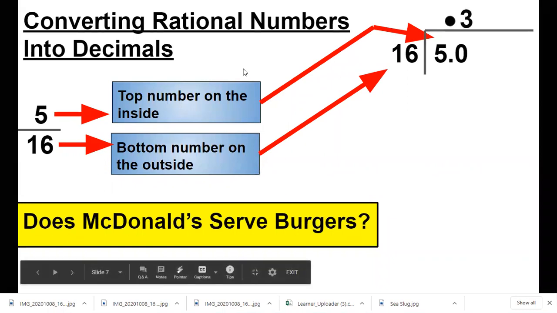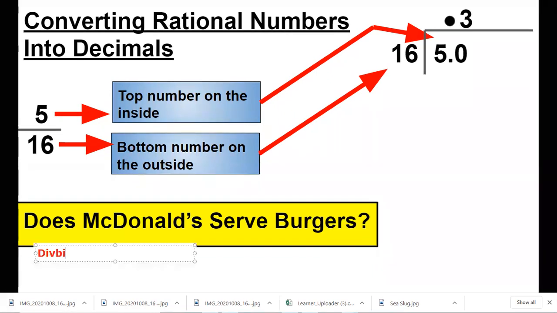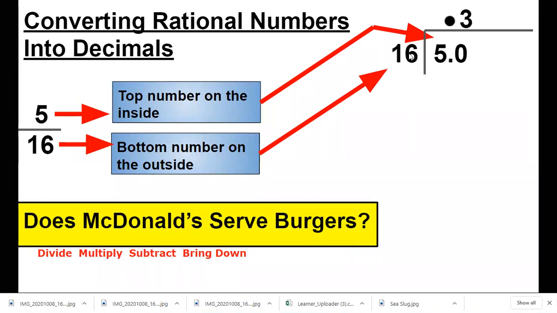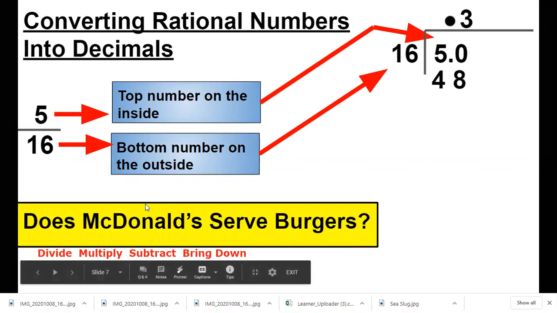Oh, I cleared all my drawings, so my acronym went away. Let's put it back if we can. Divide was first, and we did that. Now we're doing McDonald's. We're going to multiply, serve, then we're going to subtract, and finally we're going to bring down. Let's do that. Okay. So now we are going to multiply 3 times 16, and we already figured that out, right? That's why I don't erase it if you can help it. 3 times 16 is 48. Now we're going to do serve, or subtract.